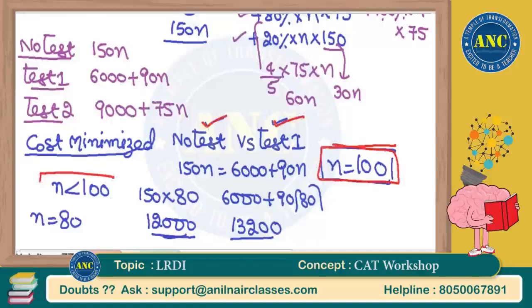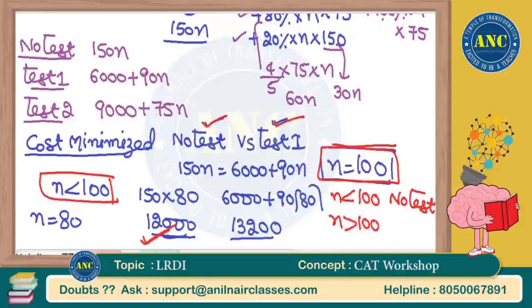That means if the number of defective chips is 100, either no test or test 1. If n is less than 100, which one is giving you the minimum cost? 12,000 is giving you the minimum cost. That means n is less than 100, use no test. N is greater than 100, use test 1. I hope it is clear, right, sir? If I take these two equations, no test and test 1, you will come to know which test should be used depending upon the value of n.